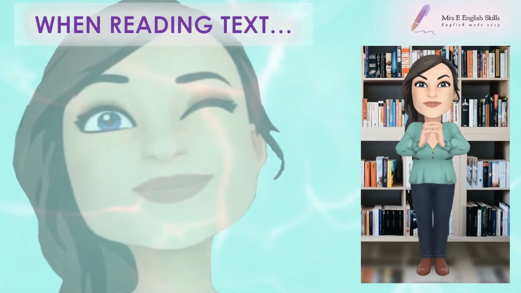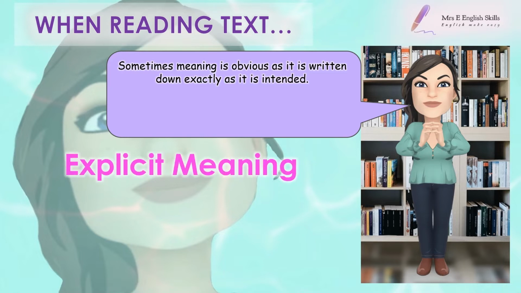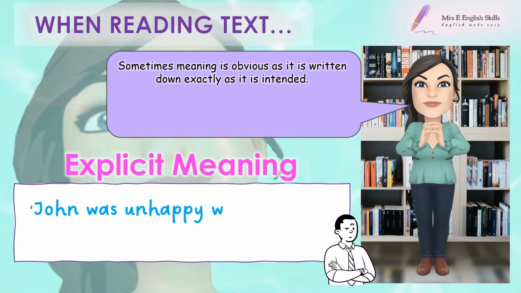So we've been given our questions, and now we have to read the text. But what are we looking for? Sometimes meaning is obvious as it is written down exactly as it is intended. This is called explicit meaning. So if we were to be told John was unhappy with his work-life balance, there's nothing else really to find in order to gain that meaning from that text. What is that text saying? It's saying it out loud without having to do any further work to find the answer.